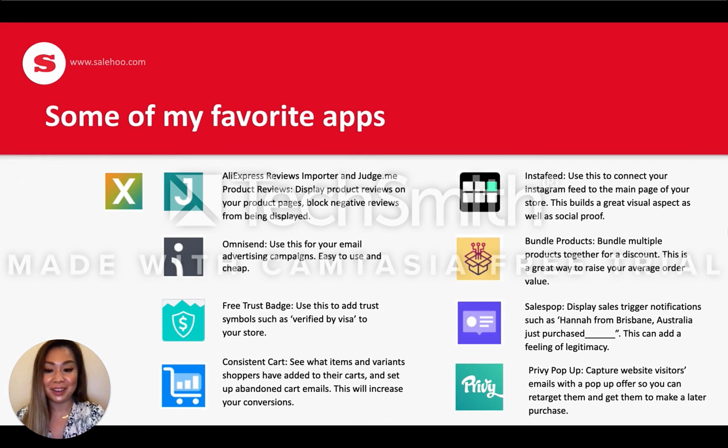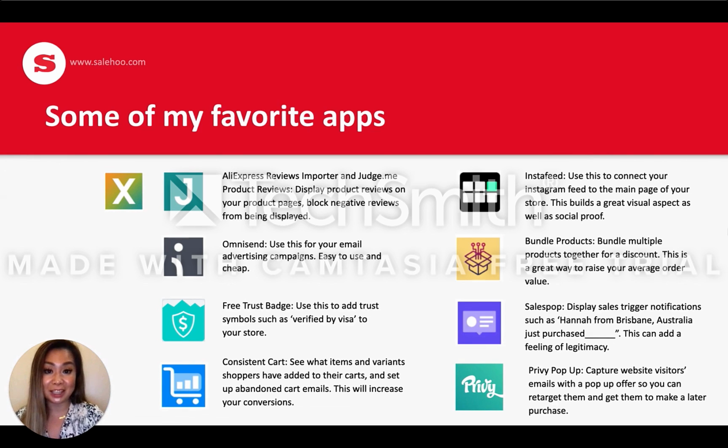So you can actually take reviews that people have already written about the product and put them on your own store. Next is OmniSend. This is the app that I use for email campaigns and email marketing. And you can also set up abandoned cart emails and automations through this app. For the price, I find that it's the best app. There's a lot of different email marketing applications out there, but I found that OmniSend is the best one and easiest to use.